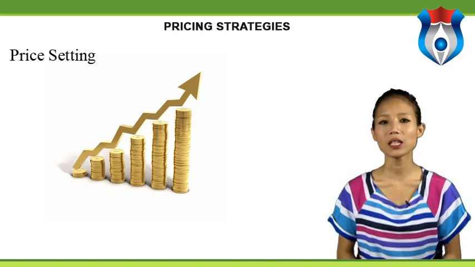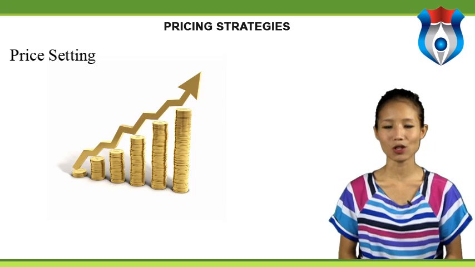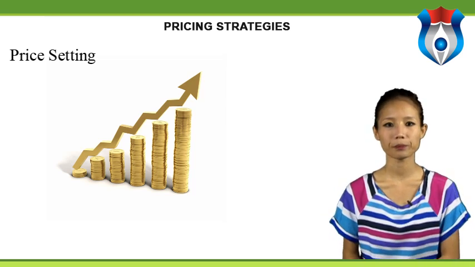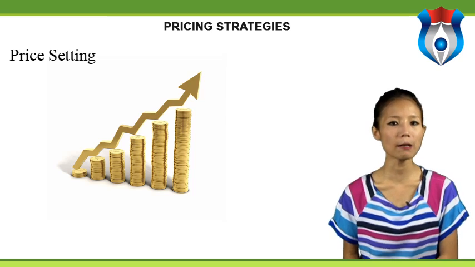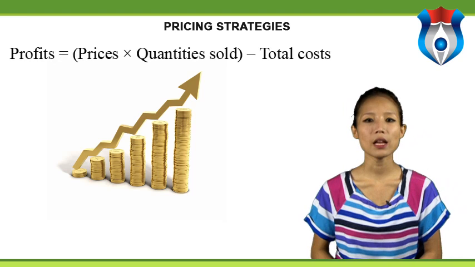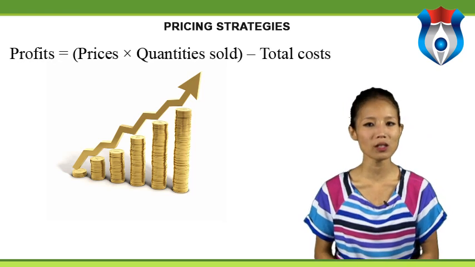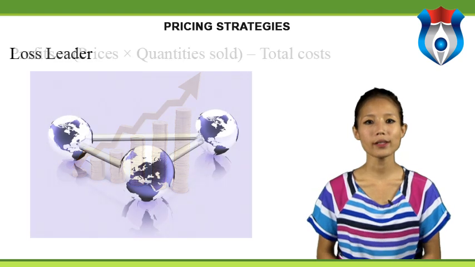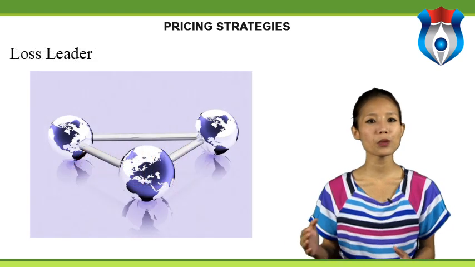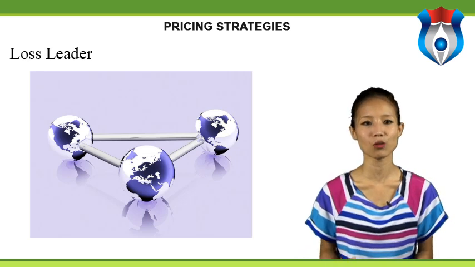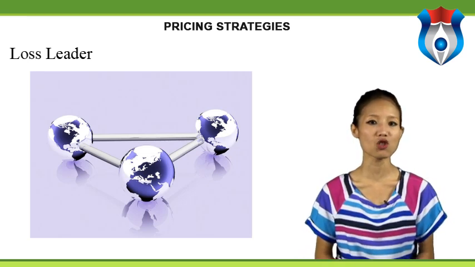The aim of marketing is to facilitate satisfying exchanges between the marketer and consumer at a profit. The following equation is significantly important for the entire company: profit equals price times quantity sold minus total cost. Loss leader. It refers to products having low prices placed on them in an attempt to lure customers to the business and to make further purchases.